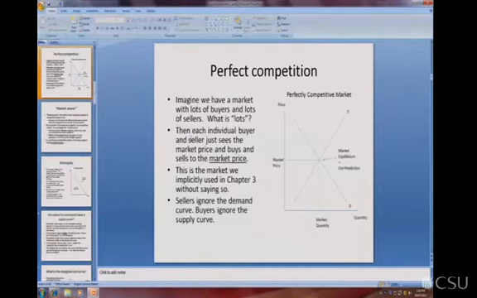So perfect competition, I really didn't want you guys to read the chapter in the book because you've already done it. Perfect competition is market demand and market supply. That's it. You already did it in chapter 3. It's just saying, what does a market look like when there's lots of buyers and lots of sellers? All of the goods are pretty much the same.